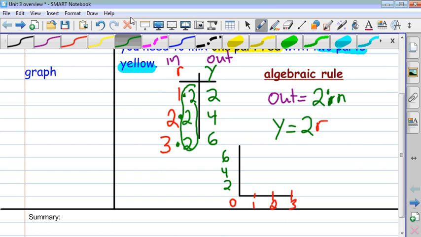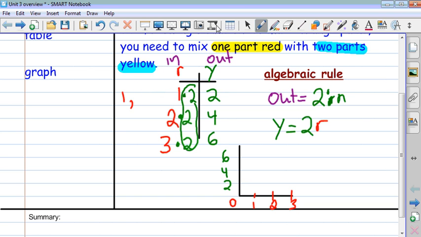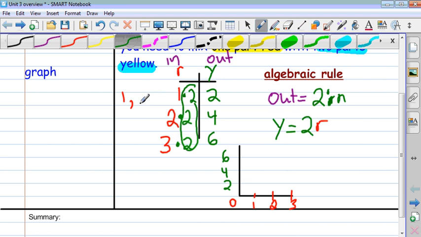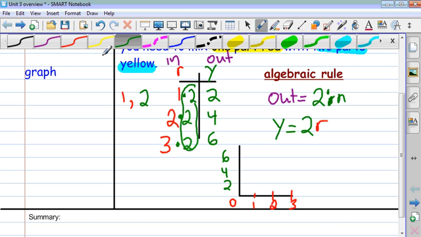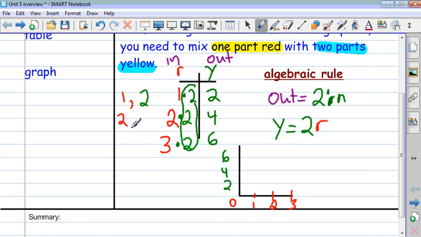So here's what I'm doing right here. Next to my table, I have these addresses. I'm just rewriting anything in my table. I have 1, comma, 2. All I did was I got the red number, which is 1, and I got the yellow number, which was 2. The next coordinate that I have is 2, comma, 4.